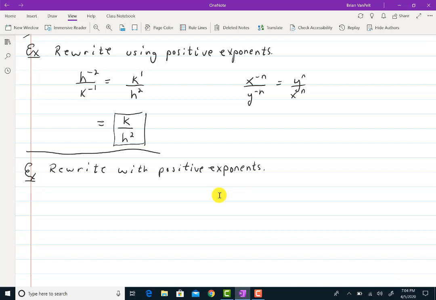So this time we'll have v to the negative 2 divided by w to the negative 7. And that will end up being w to the 7th all over v squared.